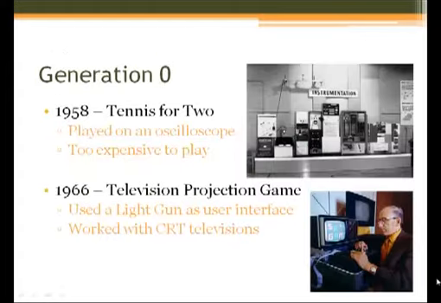Continuing in Generation Zero, we see that in 1958, we get Tennis for Two. Tennis for Two is the original predecessor to Pong, or tennis. And what we're seeing with the 1958 version is it played on an oscilloscope, and it was far too expensive to play because it took up a large portion of a room, and it also took a lot of different scientific equipment. In 1966, we get the first television projection game. This used a light gun as a user interface, and it worked with CRT televisions, which were common at the time in many different households.